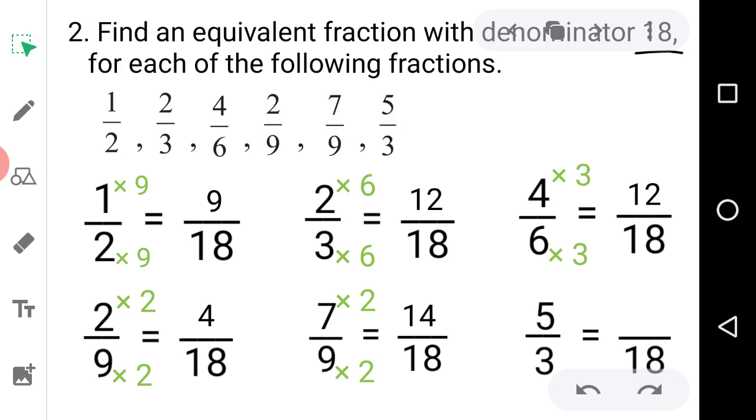Now see the next one, 5 upon 3. What is the relation between 18 and 3? If we multiply 3 by 6, we get 18. 3 6s are 18. So here we need to multiply 5 by 6. 5 6s are 30. So we get an equivalent fraction 30 upon 18 of 5 upon 3. 30 upon 18 is an equivalent fraction of 5 upon 3. Now come to the next question.